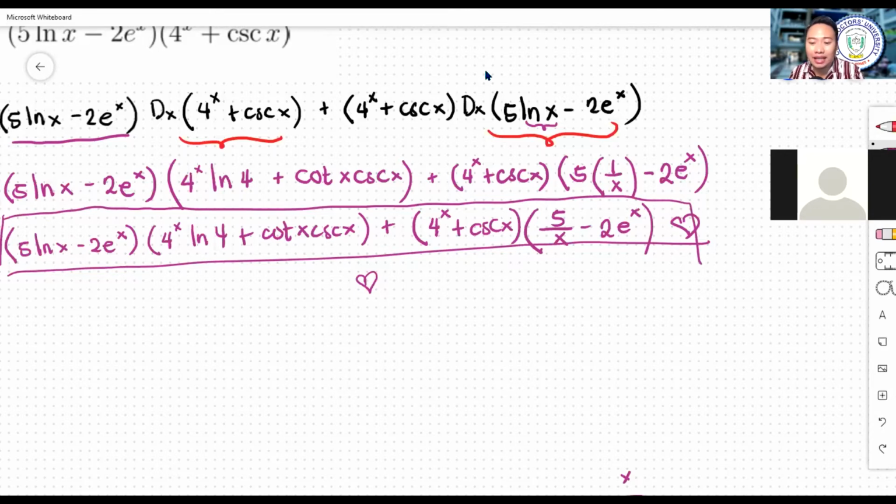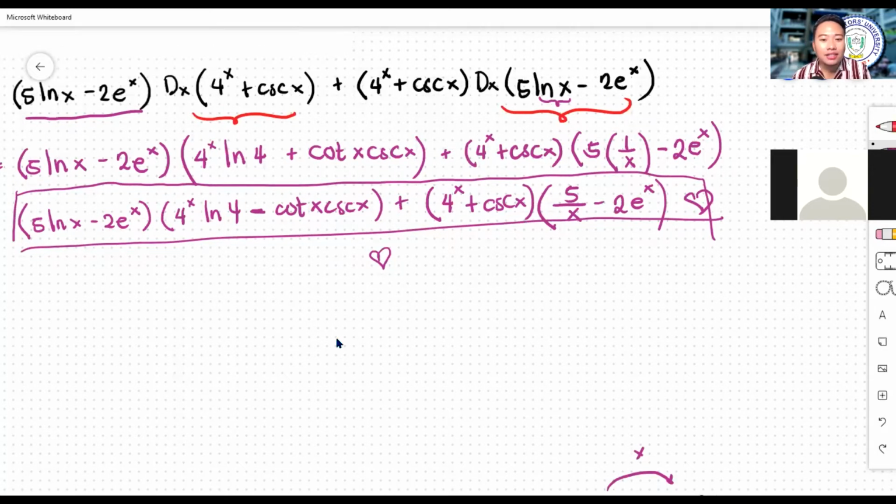Someone is asking, isn't it negative cosecant, cotangent, cosecant? Negative, guys? I'm not really so sure. I don't memorize it. Yeah, the derivative of cosecant is negative cot x cosecant x. So it is negative. I'm going to change this one to negative. There you go. All right. So I think that's it.